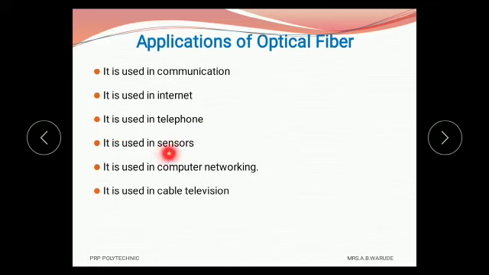The next is it is used in sensors. The optical fiber sensors are used to control liquid level, temperature, pressure, chemical concentration, etc. in automation systems. For example, if temperature or pressure changes, then the length and refractive index of the optical fiber change, and this property is used in temperature or pressure sensors.